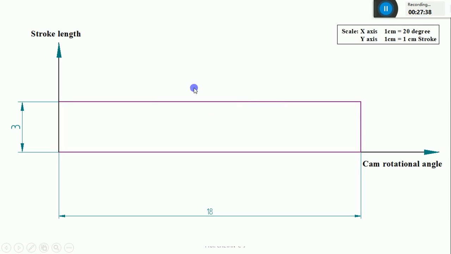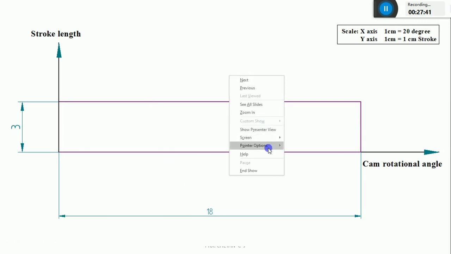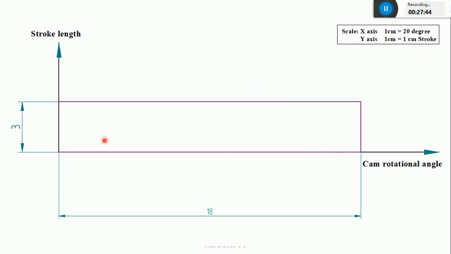After indicating the scale, first I'll indicate the outstroke angle. What is the outstroke angle? 120 degree. As per scale, how much is it? 120 by 20, that is 6 centimeter, because the scale is 1 centimeter equal to 20 degree. For the outstroke angle I'll write that it is with simple harmonic motion, and it becomes 6 centimeter.